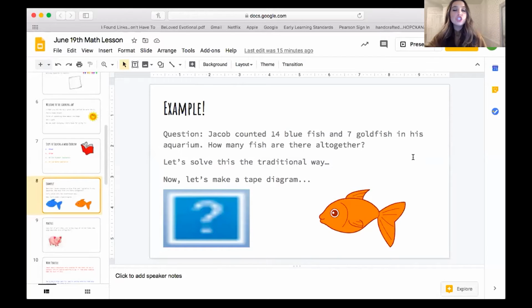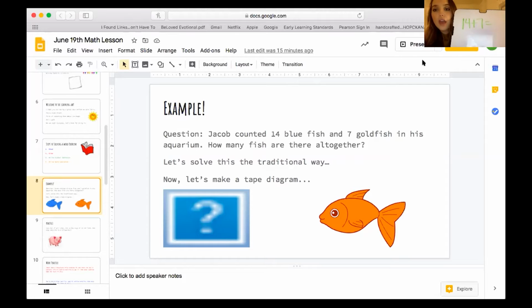It says, Jacob counted 14 blue fish and 7 goldfish in his aquarium. How many fish are there all together? Let's solve this the traditional way. If you see Jacob had 14 blue fish and 7 goldfish, what we would do to find the total is we would probably do 14 plus 7 equals, right?